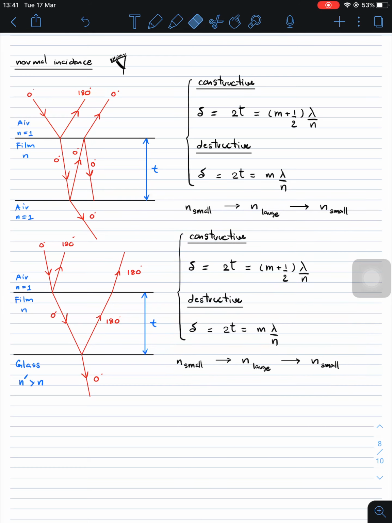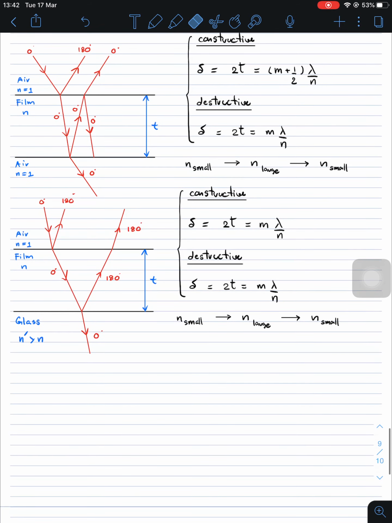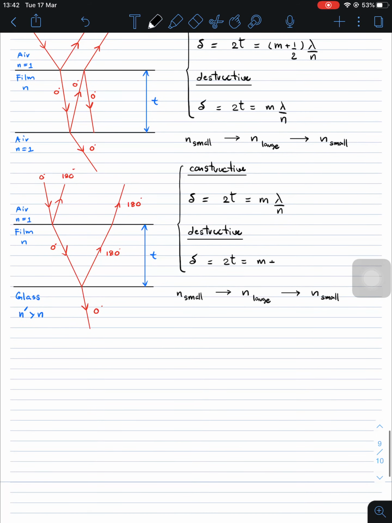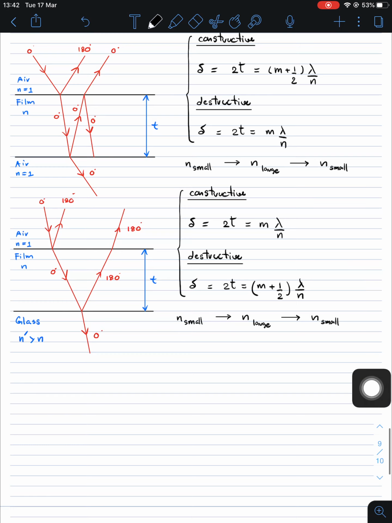So now you can have that. To get the constructive interference, we don't need to shift the path length by half of lambda anymore. So it's just going to be equal to m times lambda over n. That's for the constructive interference. But for the destructive interference, we need to shift the path length by half of lambda. So we need to add the 1/2 and then times lambda over n, and that's it.